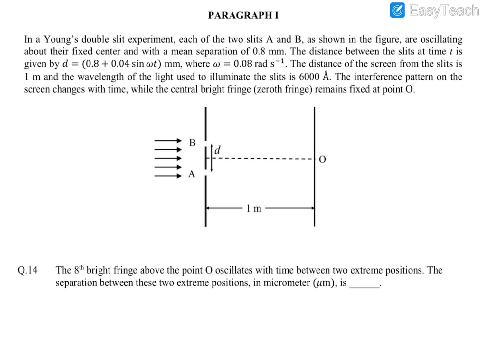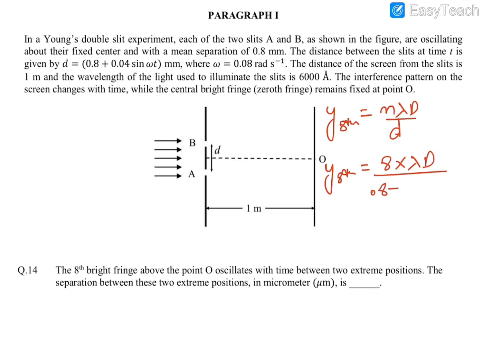So we know that for the 8th bright fringe, delta x is n lambda, so that is n lambda d by D. So y 8th will be, n will be 8, lambda is lambda, and capital D is capital D, and small d is 0.8 plus 0.04 sin omega t.